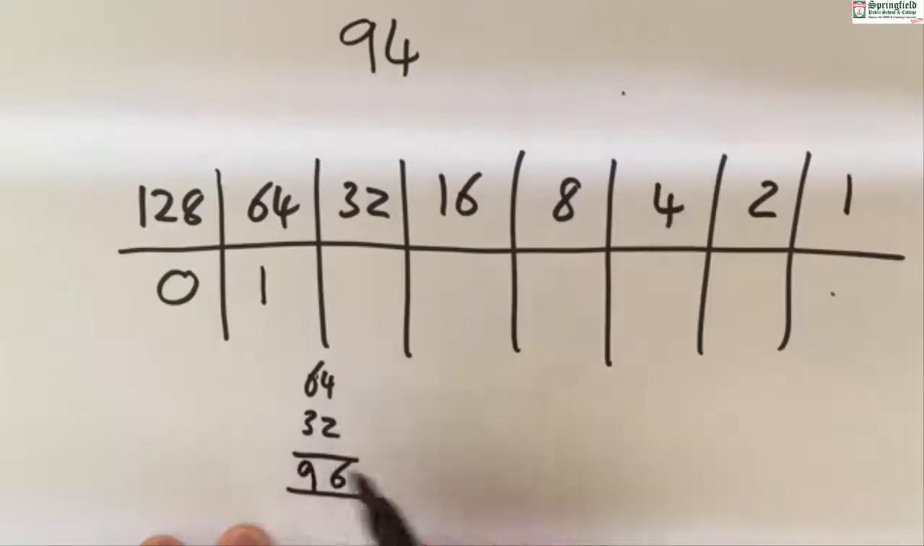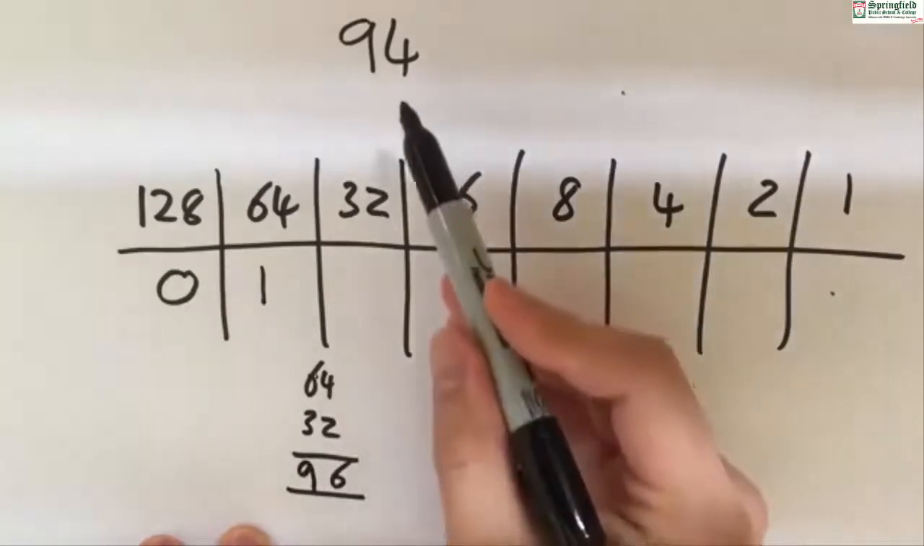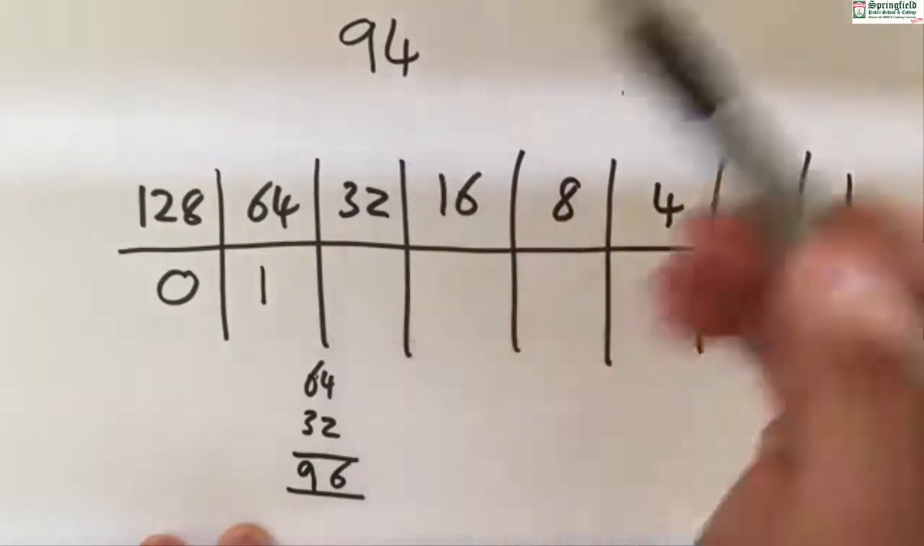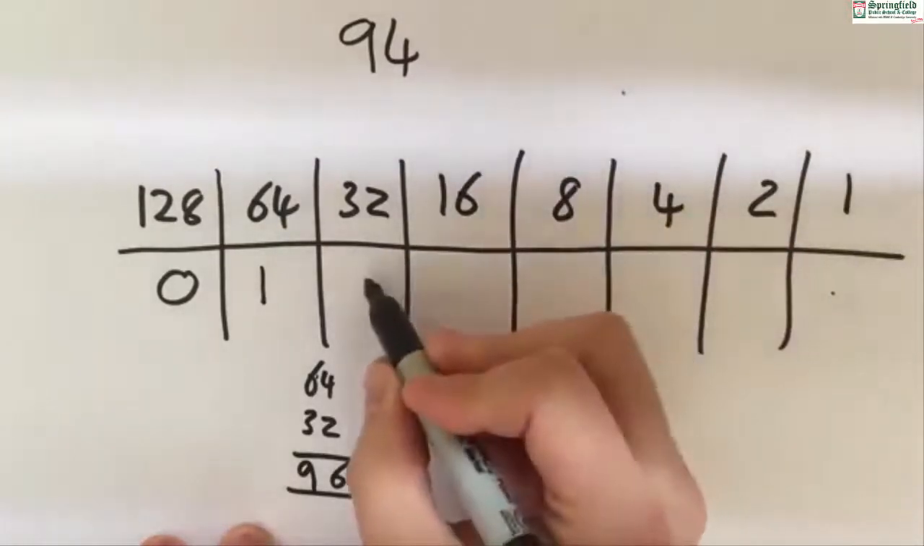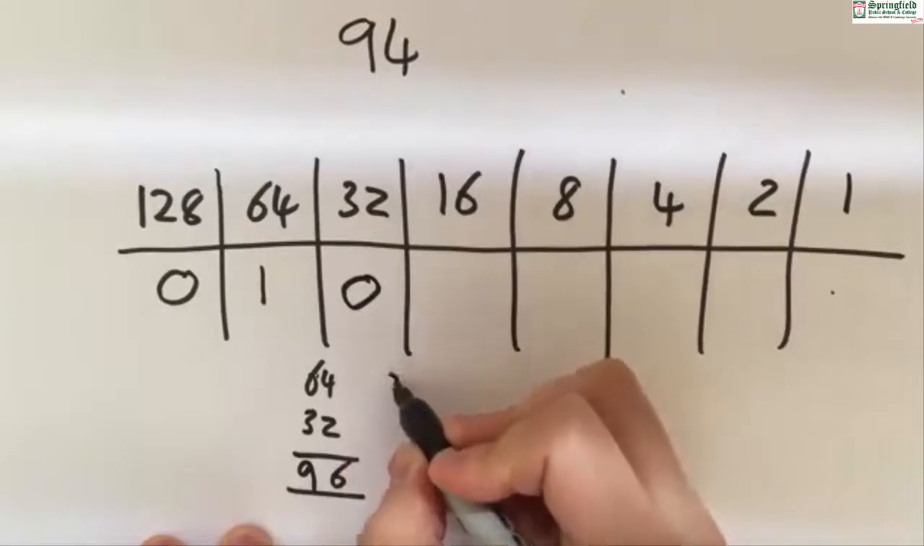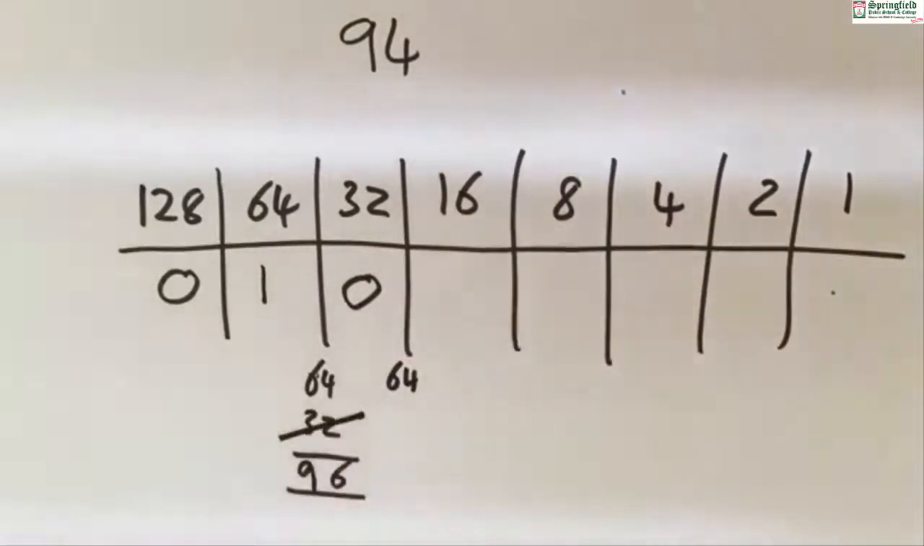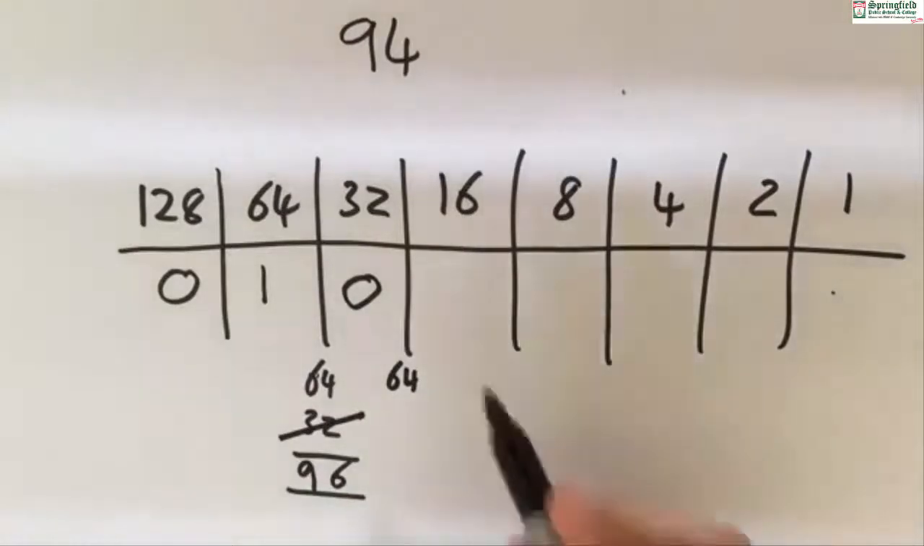6 add 3 is 9. That gets me to 96. That's above the 94, which tells me that I can't add on 32 because I'm going to be over the top of it. So I know I'm at 0 here, and I'm still only up to 64 with my number because I decided not to add on the 32. So on to the next step.